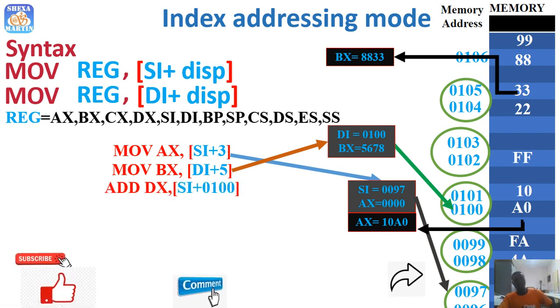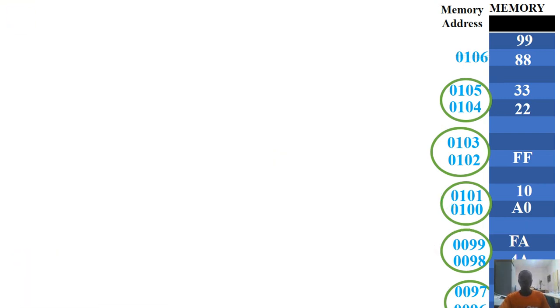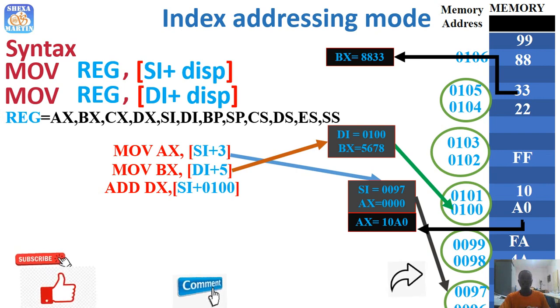So here we are saying now, add the value that is residing at an address which is in SI, and then move 100 steps to get the value to be added into DX. So what do you think will happen? SI is 0097, and then we add 100 steps. So we say 0097 plus 0100, we get 0197. So we get the value that is at 0197, and we add that value to the value that is already in DX.